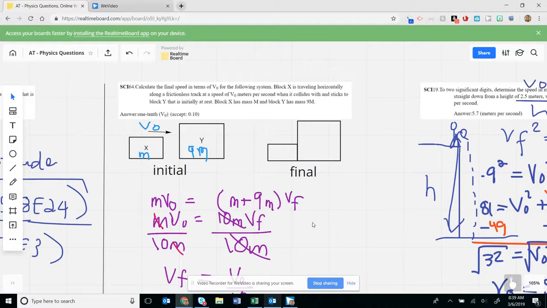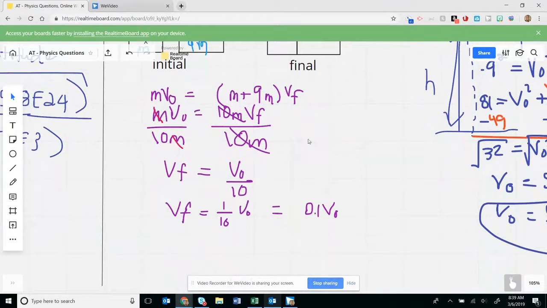So the challenge to this one is that they're not giving us mass or initial velocity, and they're expecting us to manipulate the algebra. So here's where I'm just adding m plus 9m to get 10m, and then dividing that over to the other side. The masses will cancel. So m there cancels with m there, leaving us with VO over 10. And probably a better way to write that would be 1/10 of VO or 0.1 VO.